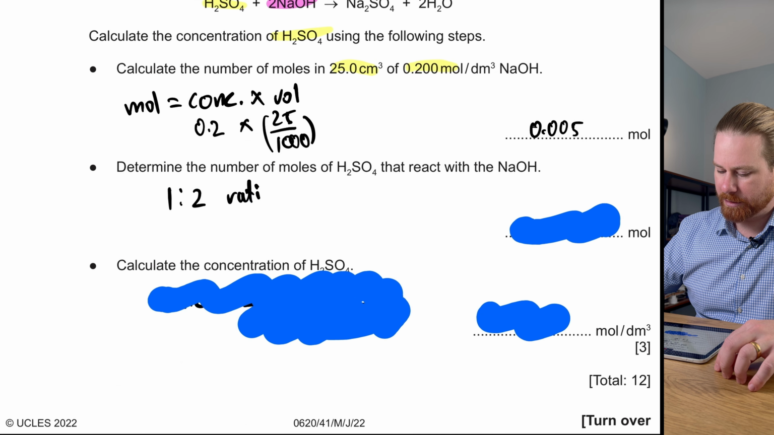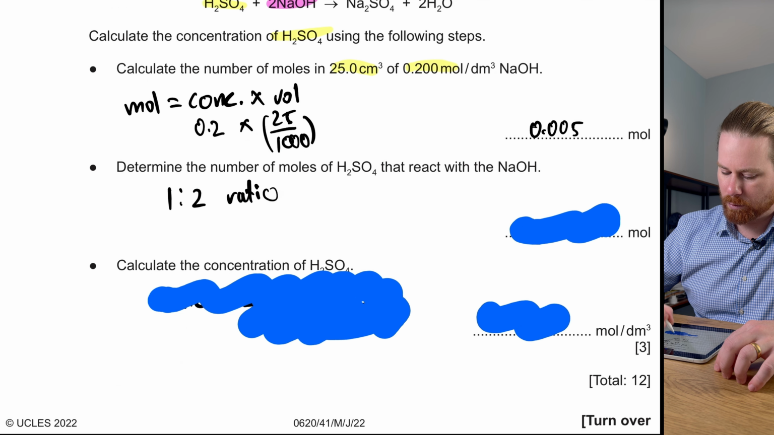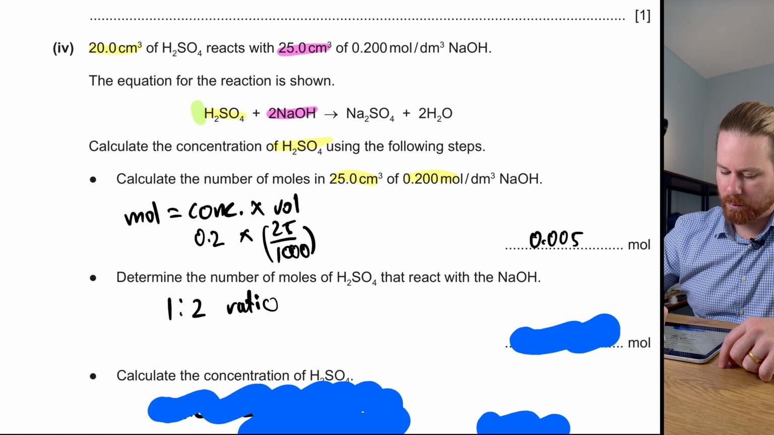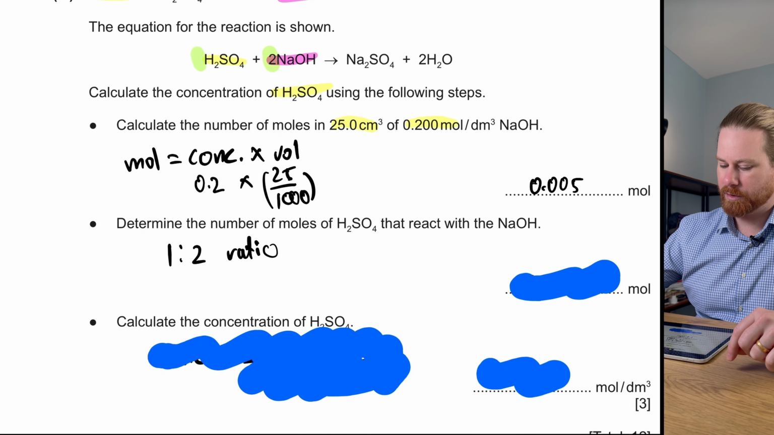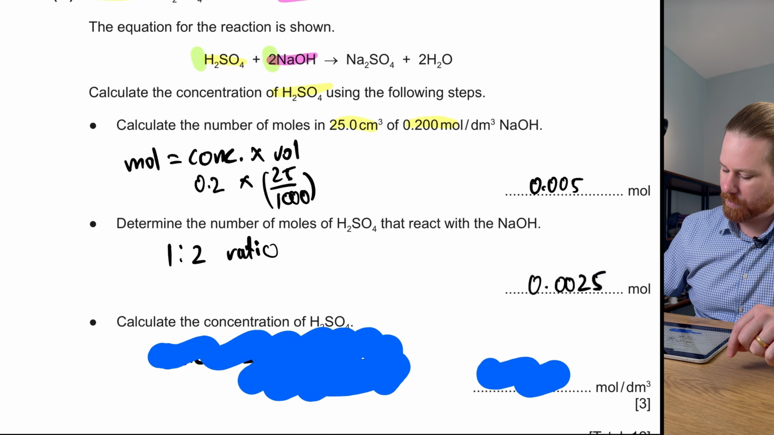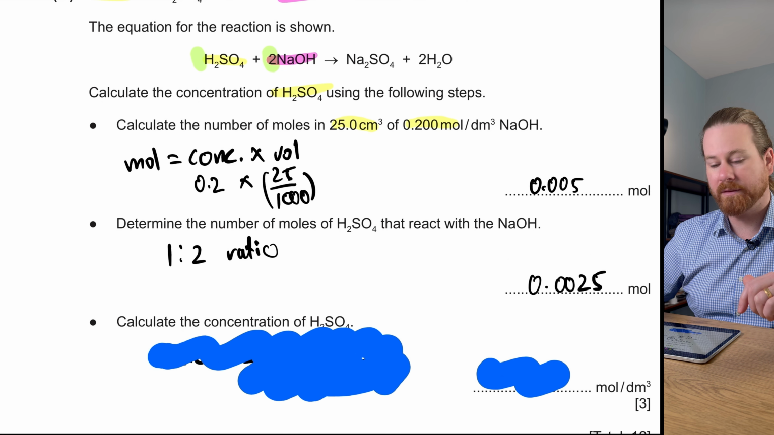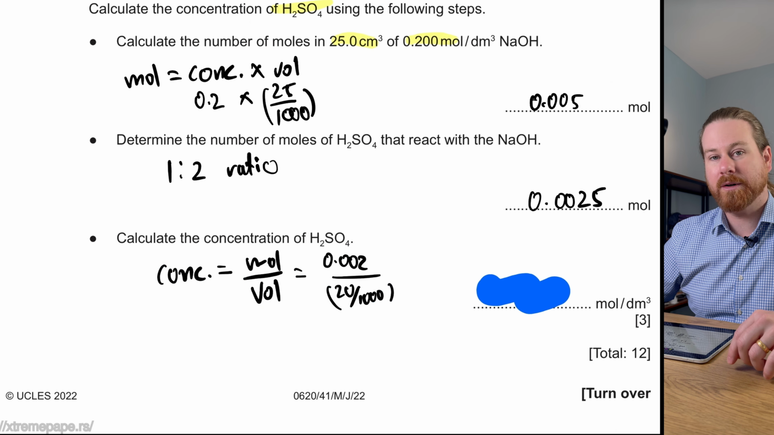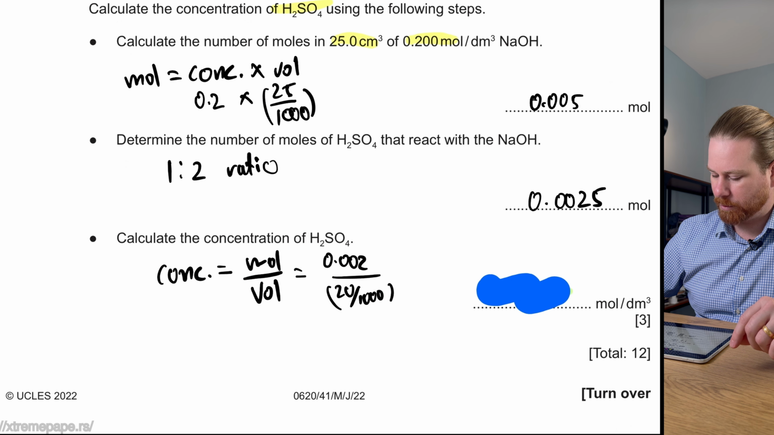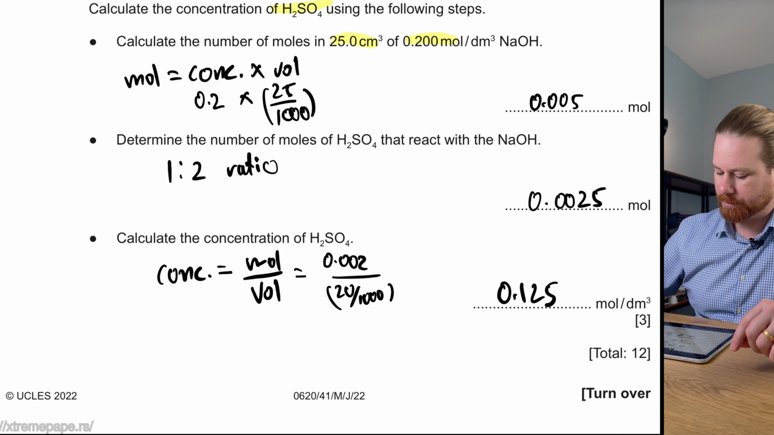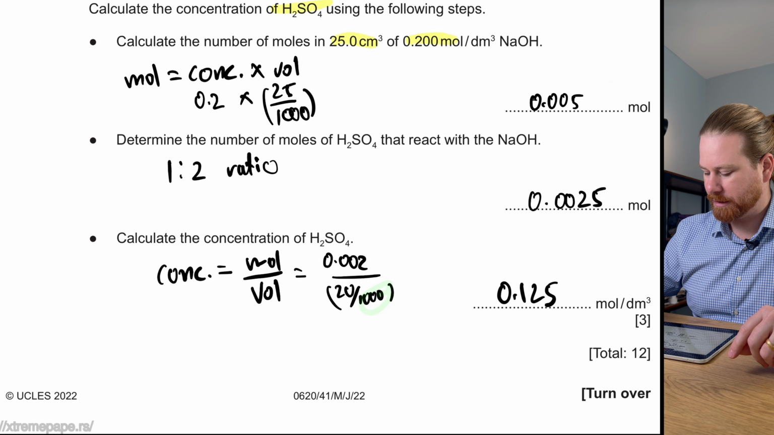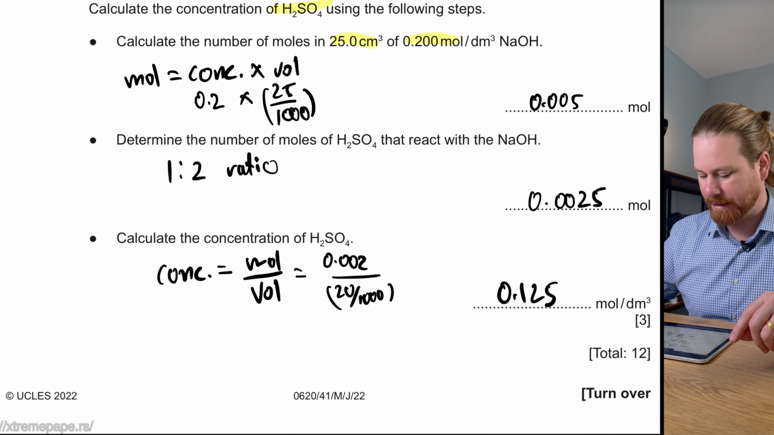Okay, determining the moles. So they have reacted in a 1:2 ratio. So if we have a look at that over here, there's not a 1 here, 1:2 ratio. So all we need to do is divide by 2 to give us the moles of sulfuric acid, and then calculating the concentration. So the concentration is moles divided by volume. We know what our volume is. We now know the number of moles. Again, we're dividing the volume by 1000, and then we are getting our answer. Nice and easy.